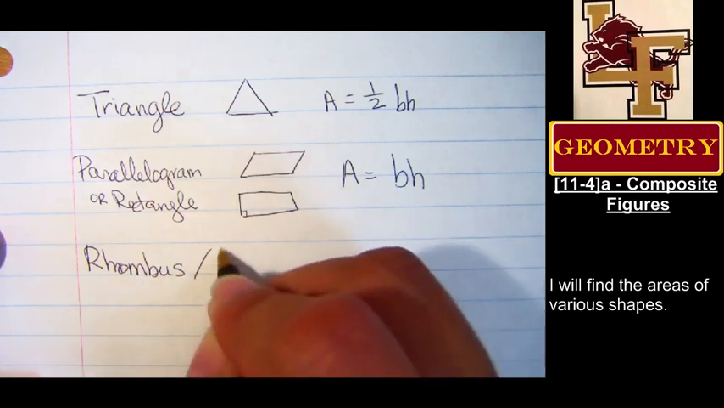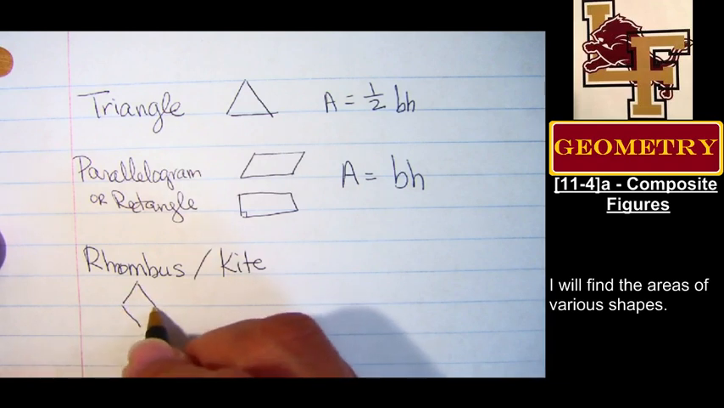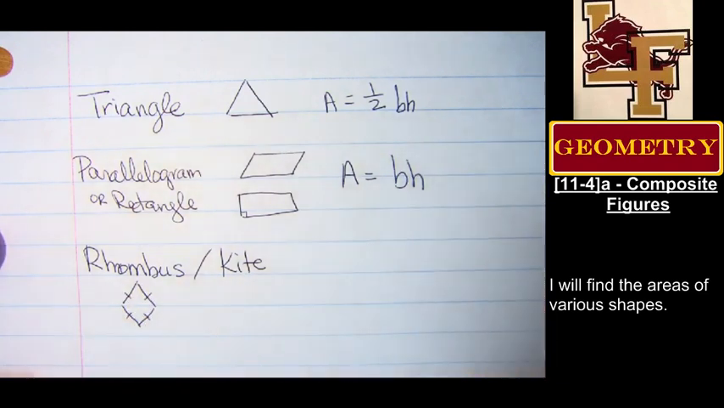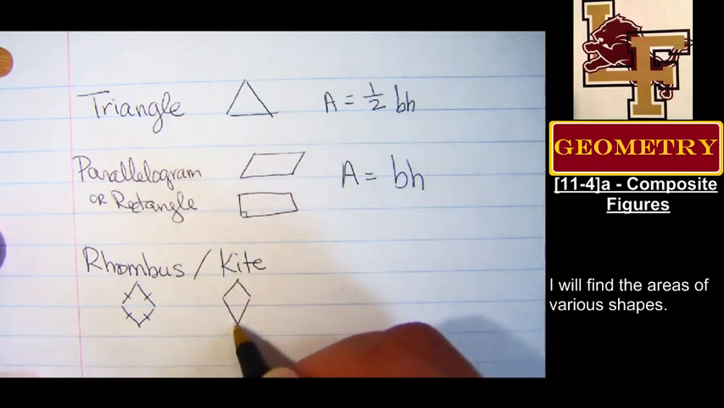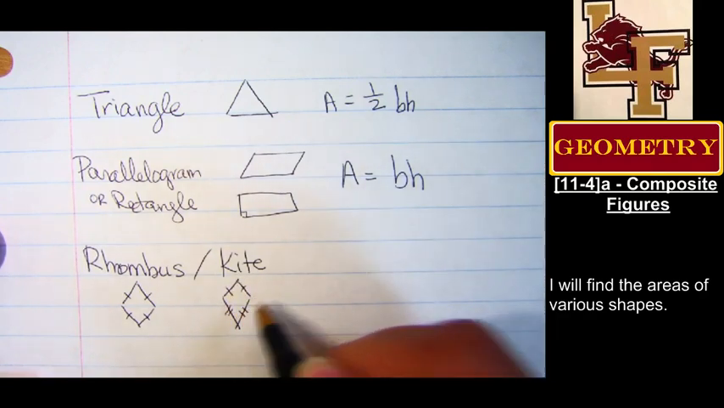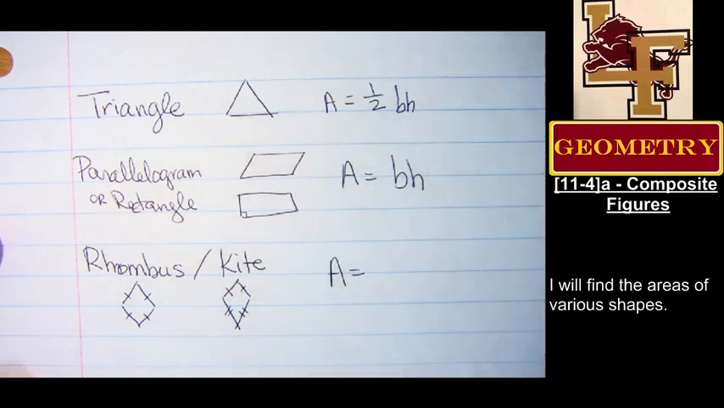Next up, we have the rhombus. But the rhombus shares its formula with a kite. So let's draw a rhombus right here. The rhombus is going to look kind of like a diamond. And then a kite is going to look like the thing that you go and fly on the weekends. I don't do it very well. My kite always hits the ground.